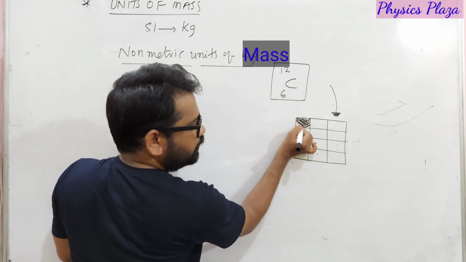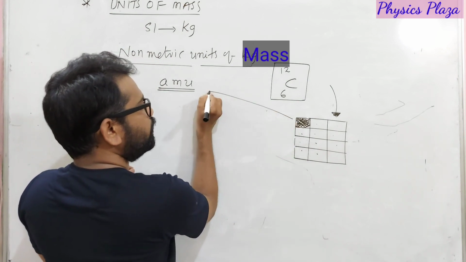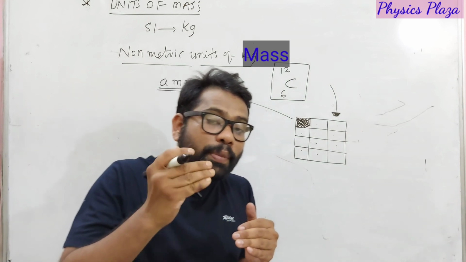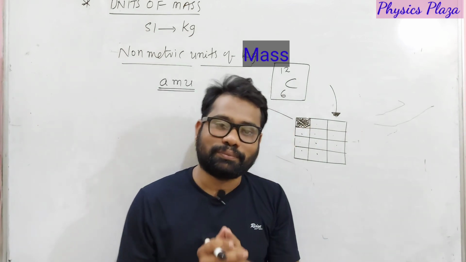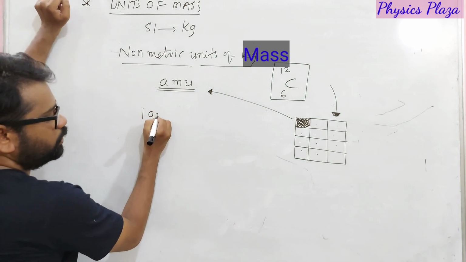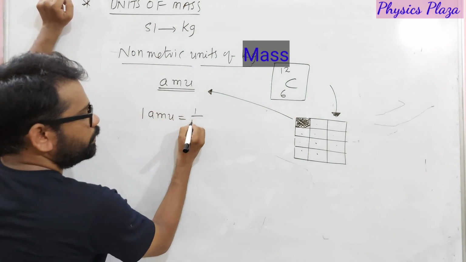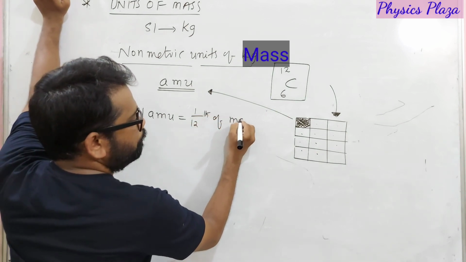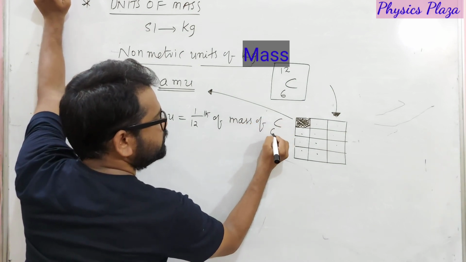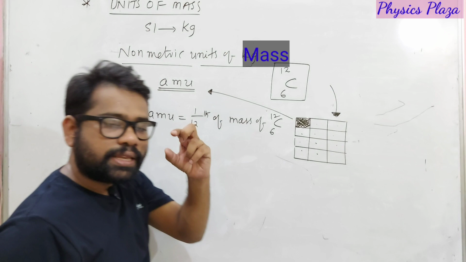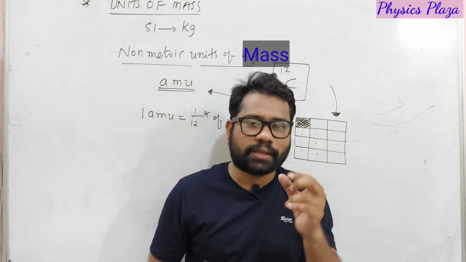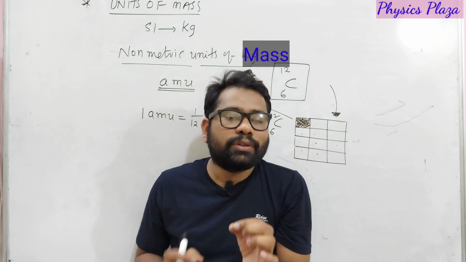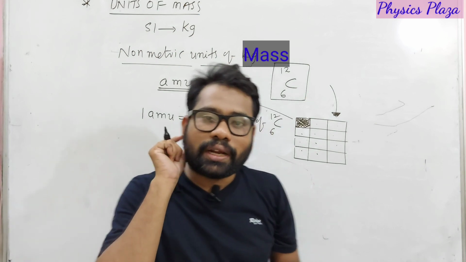The mass of each part only we can call as 1 AMU, which means what, children? 1/12th part of the mass of a carbon atom. So children, here 1 AMU is equal to 1/12th of the mass of C-12. C-12 has some mass. That mass is divided into 12 equal parts. Each equal part is equivalent to 1 AMU, atomic mass unit.